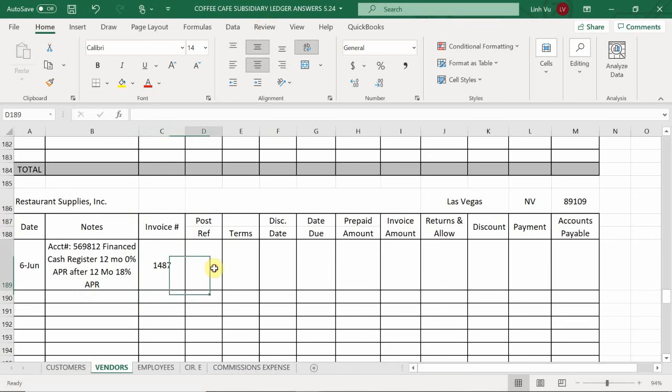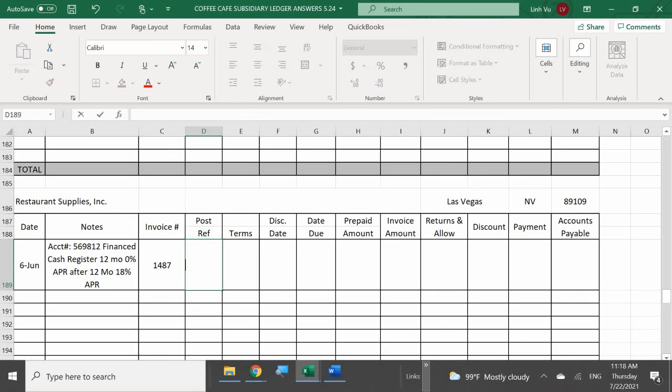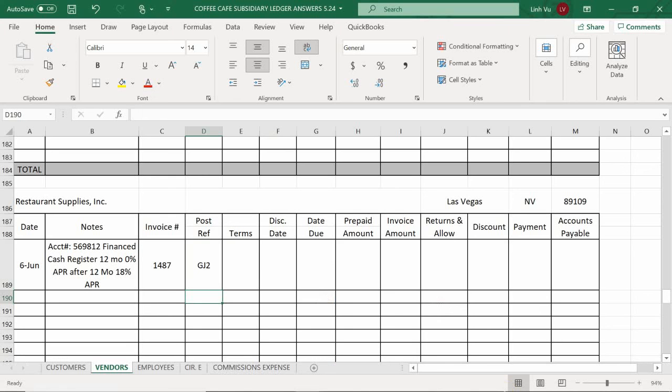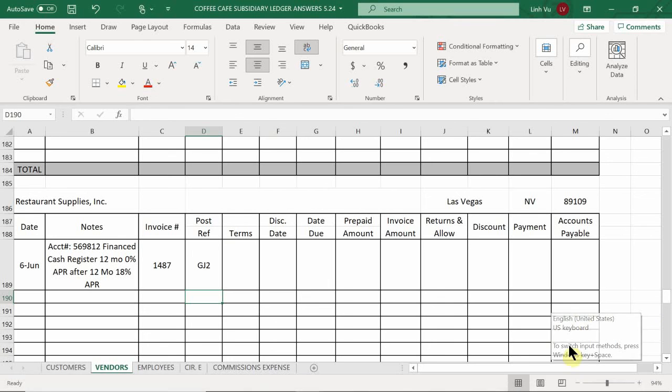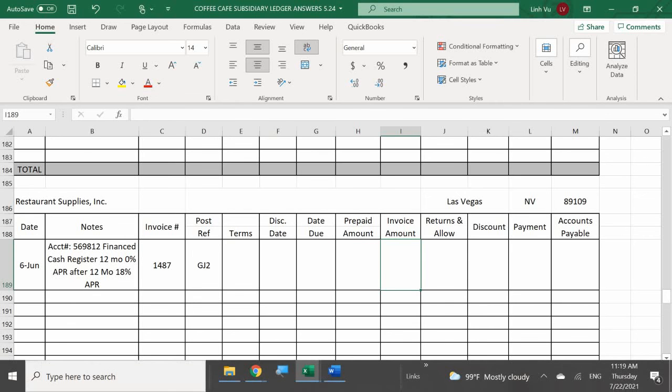Okay. Post reference, once again, it's General Journal number 2. No terms because I didn't receive a bill, but because I'm being financed, there's no way you're going to get a term. Because you've already told them, hey, I'll pay it back to you later, and breaking it up in payments. So there's no chance that you will get a term. All right. Once again, we didn't make a prepayment because we went to the store and we paid for it. So the invoice amount here is going to be $649.49.